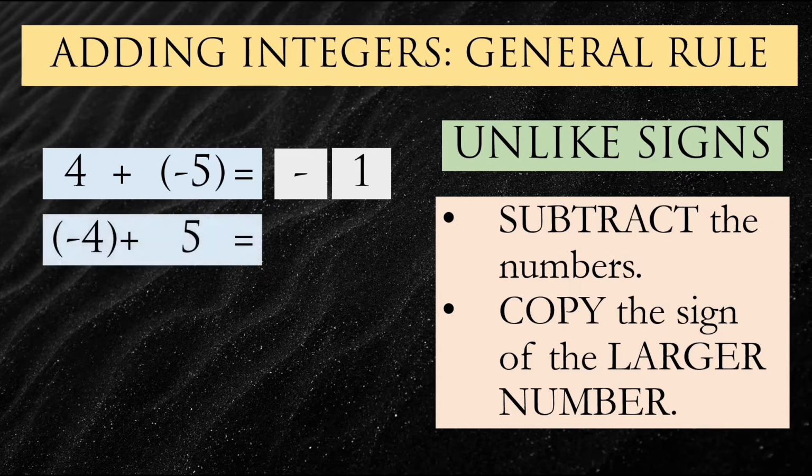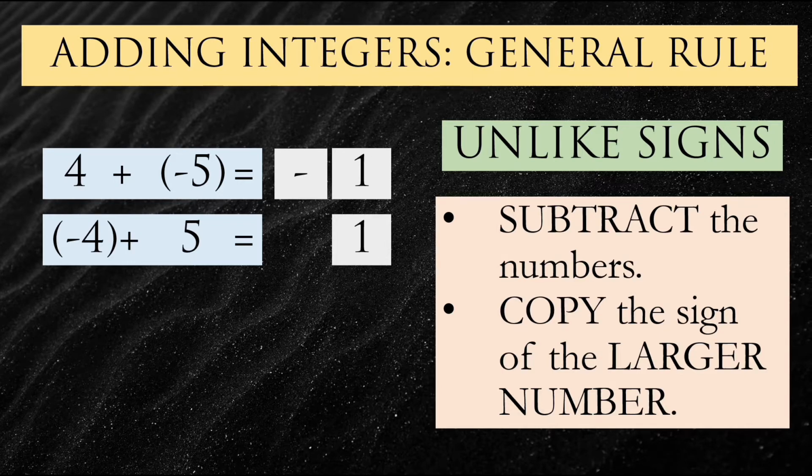Moving on to another example, you've got -4 plus 5. So basically -4 and +5. Therefore, these integers have got unlike signs. So subtract the numbers. 5 minus 4, you have 1. And then copy the sign of the larger number.